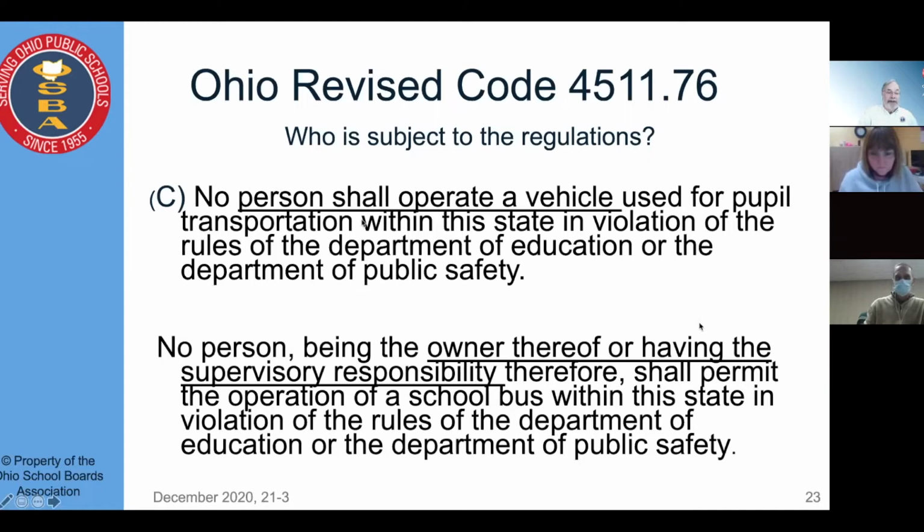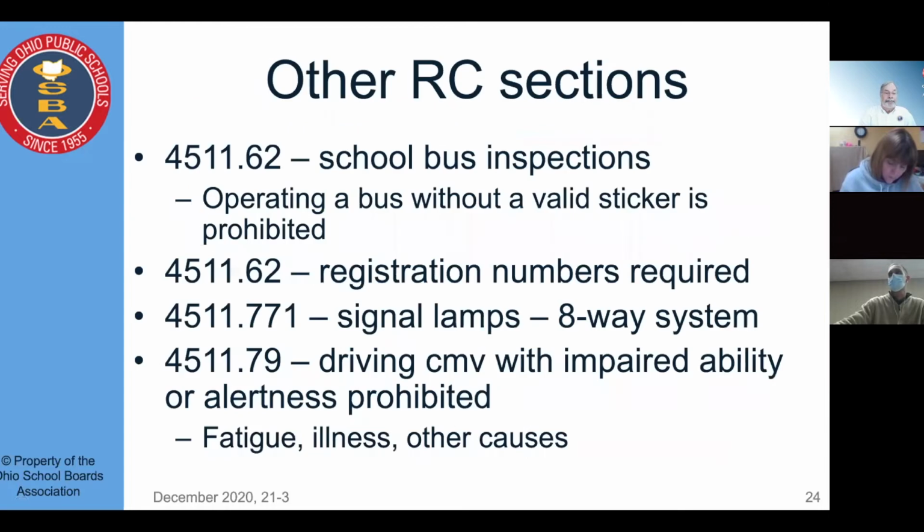So the first person is all the drivers are impacted. The second part of this is if you're an owner of a vehicle and you have supervisory responsibility, guess what? That's us. That's you and me. So if you're a contractor, you own the bus, or if you're a supervisor for a school district, we can't allow the operation of the bus within the state in violation of the rules. So first part of the paragraph says all the drivers have to comply. Second part of the paragraph says you and I are just as responsible for making sure that the drivers comply.